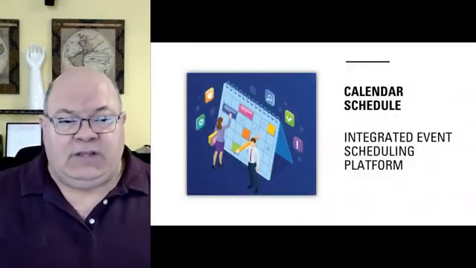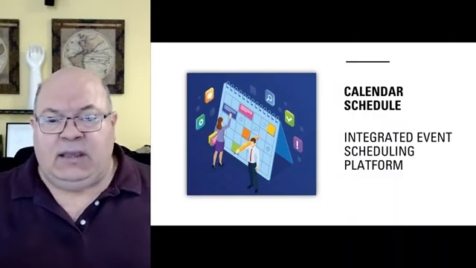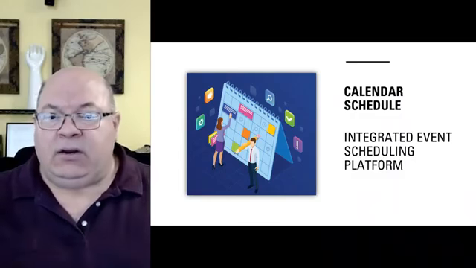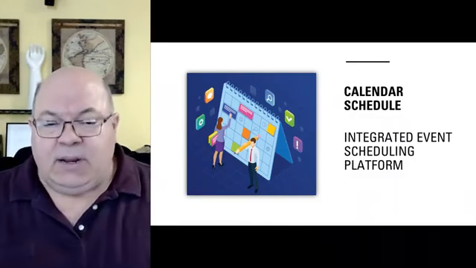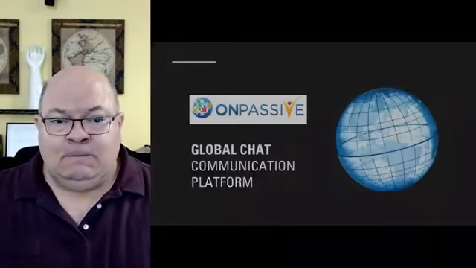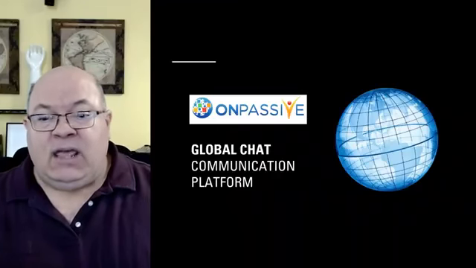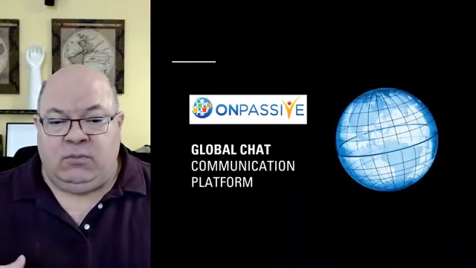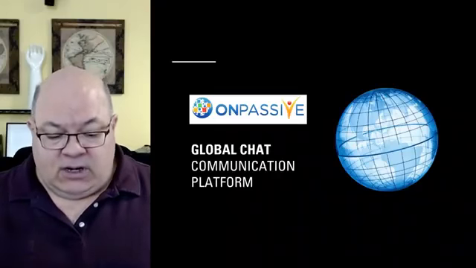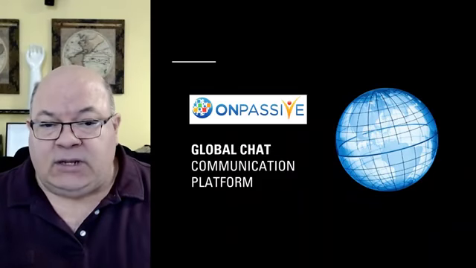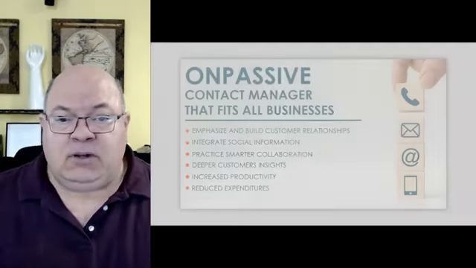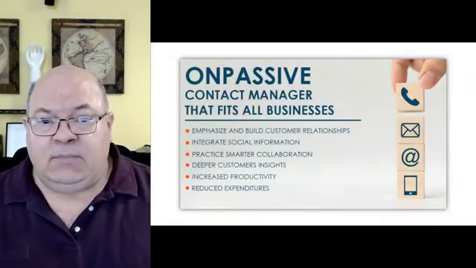You have a calendar schedule which integrates everything in the platform into one place where it makes it better for you to organize things. OnPassive is going to have its own global chat communication platform that's going to allow you to have a multinational team and be able to stay in contact with them.